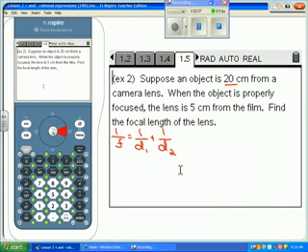So D1 is going to be 20 and D2 is going to be 5. So what I want you to do is go ahead and plug those numbers in and solve it out for me, and then we'll go over it in just a second.